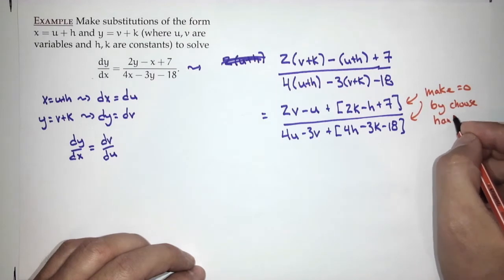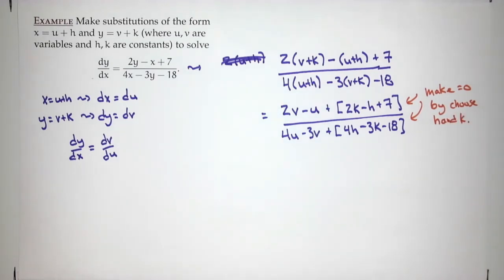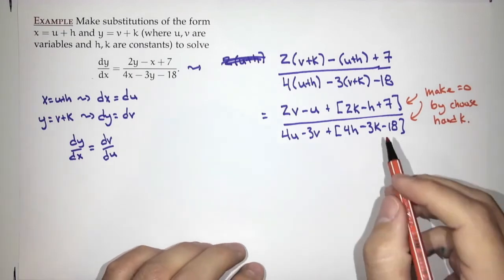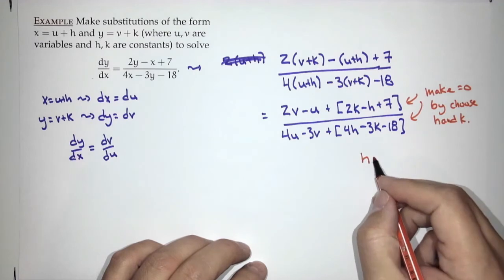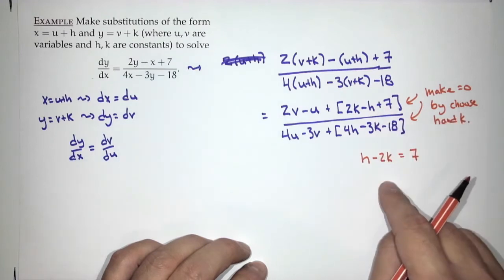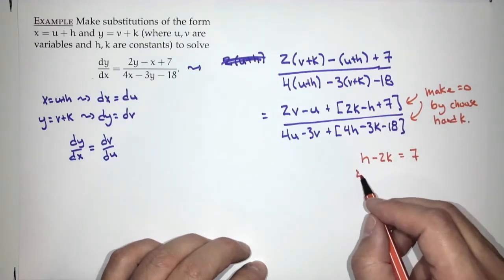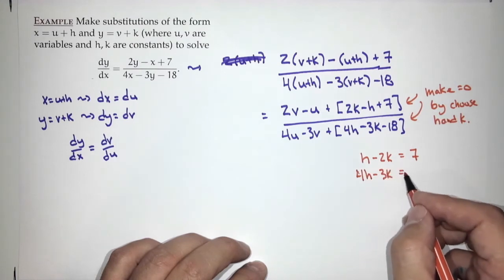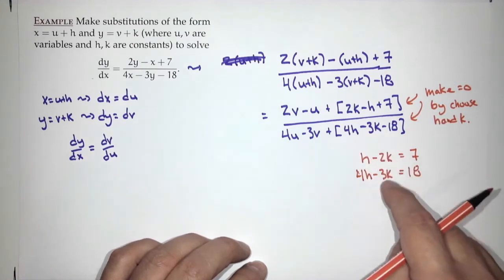And notice, there's a nice little thing happening here. How many things do we want to be 0? There's 2 things we want to be 0. Well, how many choices do we get to make? 2 choices. So there's 2 things we want to have happen, and there's 2 things that we can make happen. That's good. They line up. So there's a chance. All right, so the first equation would say, look, I want h minus 2k to equal 7. So that's equivalent to saying I want that to be 0. And the second equation would say, hey, I want 4h minus 3k to be 18. And again, that's equivalent to saying we get 0.